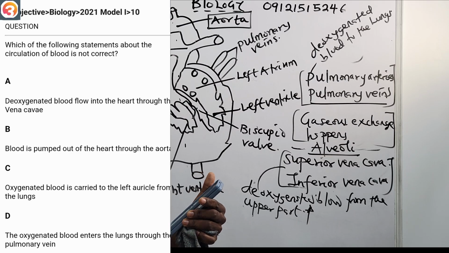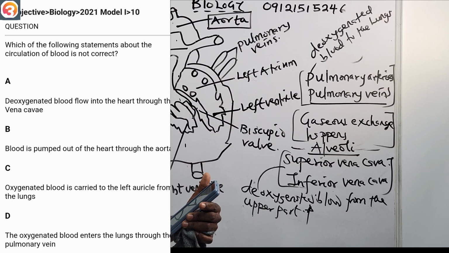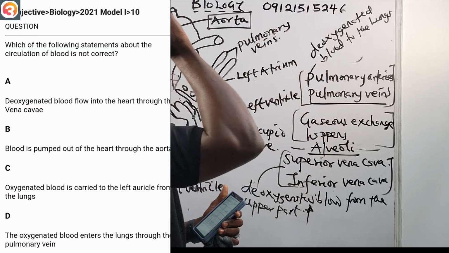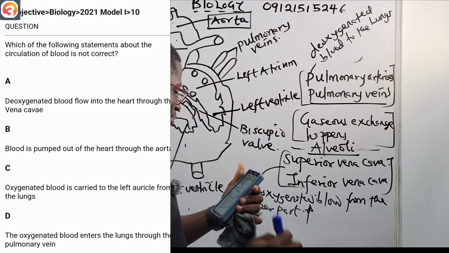Because the superior vena cava will carry the blood from the upper part. The inferior vena cava will carry the blood from the lower part. They will get poured into the right atrium. From the right atrium, it gets to the right ventricle. From the right ventricle, it gets pumped through the pulmonary arteries to the lungs. Beautiful. A is correct.